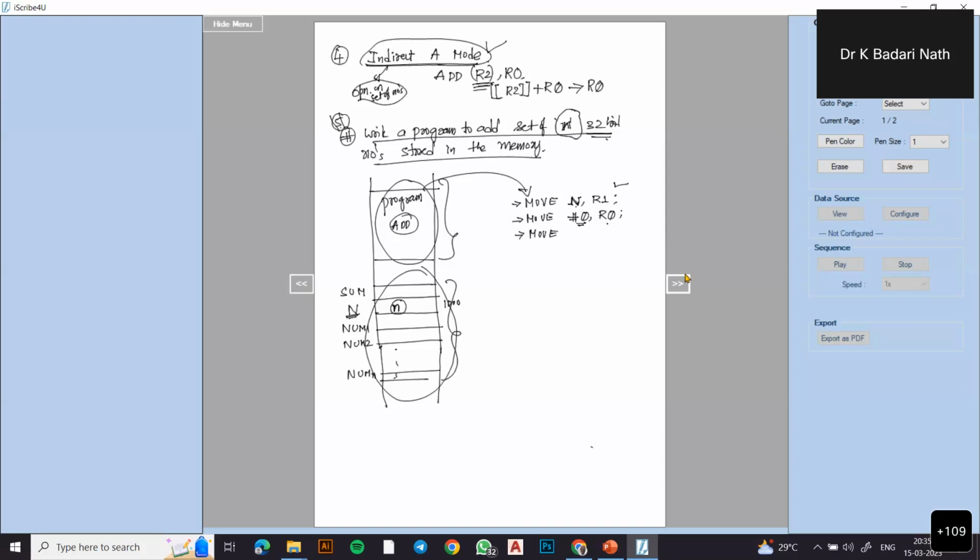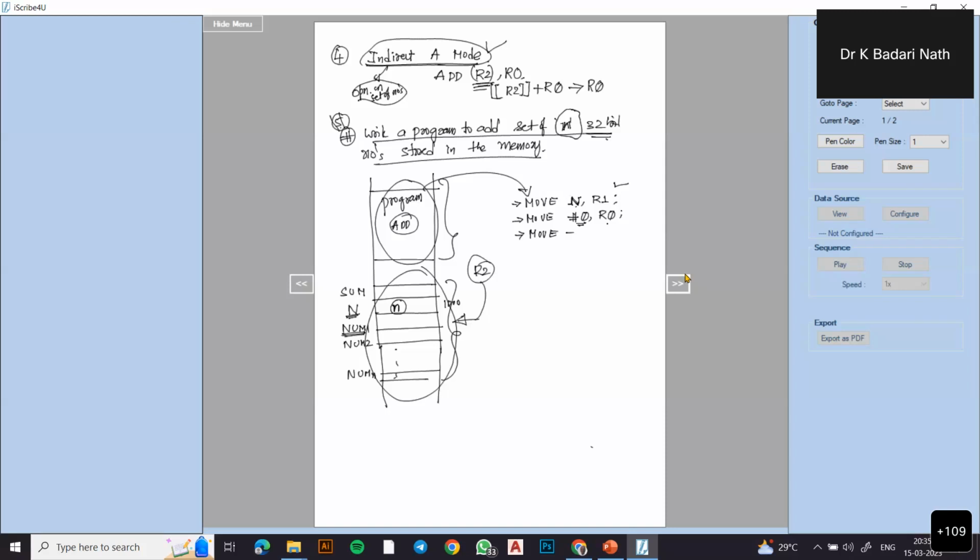I'll use the R2 register as a pointer. Now what should R2 contain? R2 should contain the address of the first memory location. So R2 should point to the first memory location. So, move address. I know the address. What is the address of that memory location where the first number is stored?